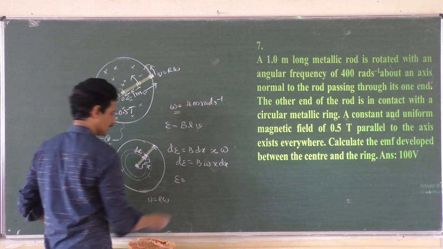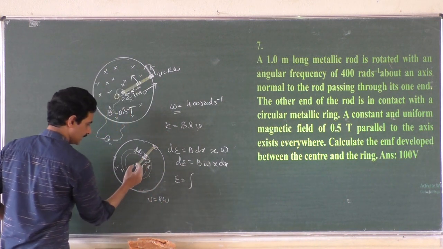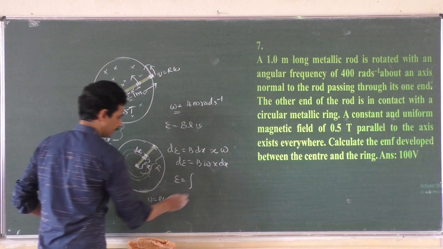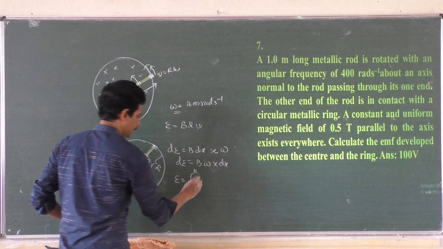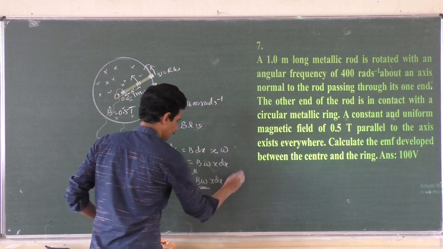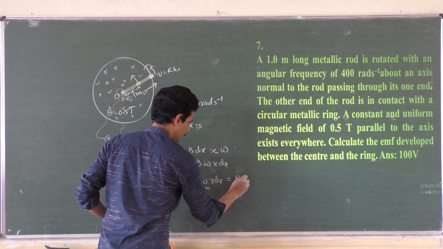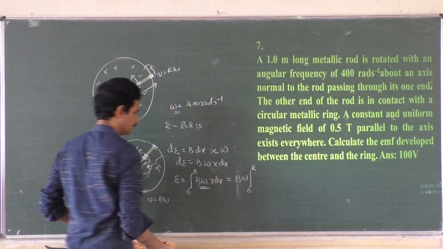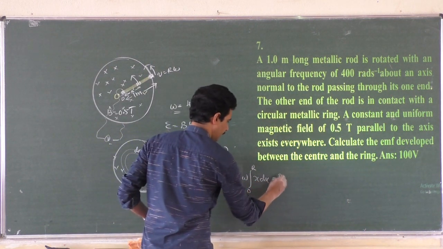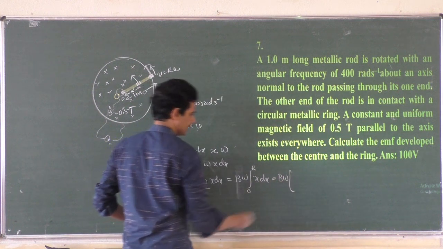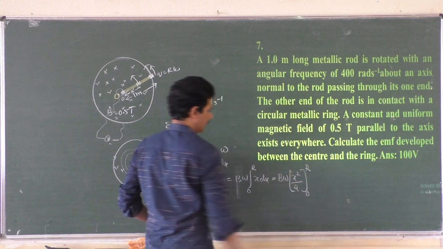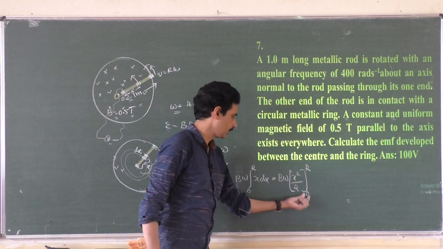Full E is the integration of this. Such pieces are taken from 0 up to R. Full radius is R, right? Integration from 0 to R of B omega x dx. B omega is a constant, so it equals B omega times the integration from 0 to R of x dx. What is the integration of x? It is x squared by 2, using x to the power n plus 1 by n plus 1. Upper limit is R, lower limit is 0.